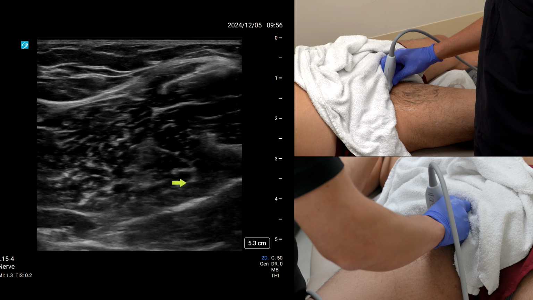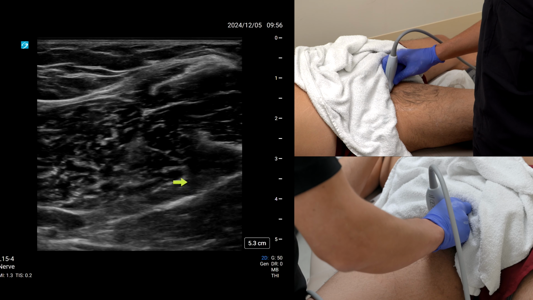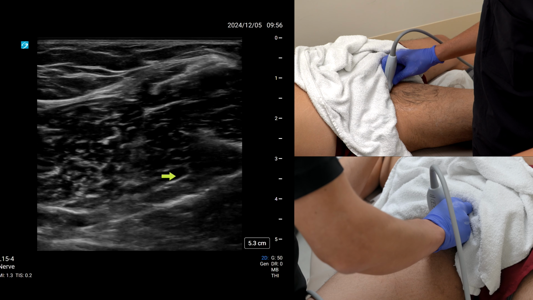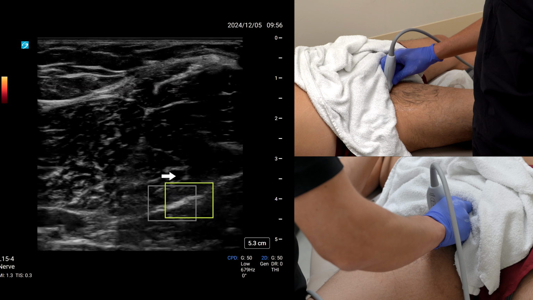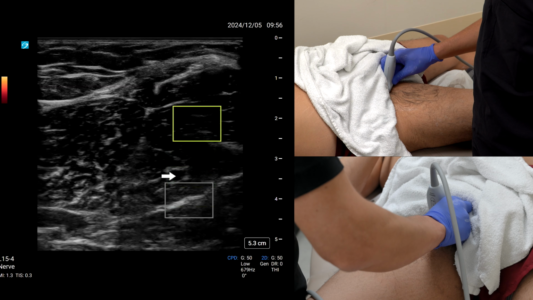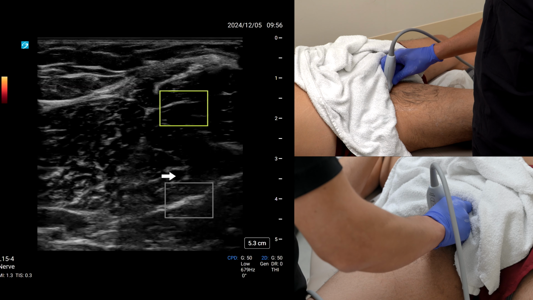Also within these planes are vascular structures, so it's important to put color Doppler on and see if there are any vascular structures located within these planes as well.